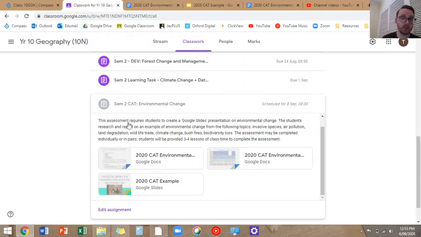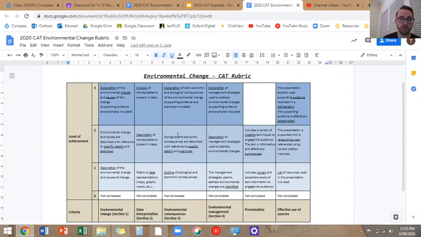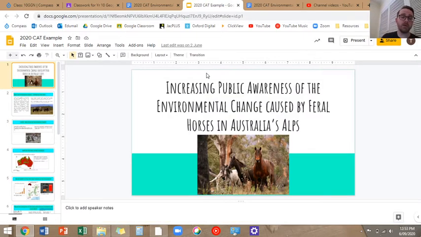And what I'll be going through today is the instructions. So this file here. So what is our CAT? I'll be going through the rubric. So what am I being graded on? And I'll be showing you an example of what your CAT might look like, just to give you an idea of what should my finished product look like.